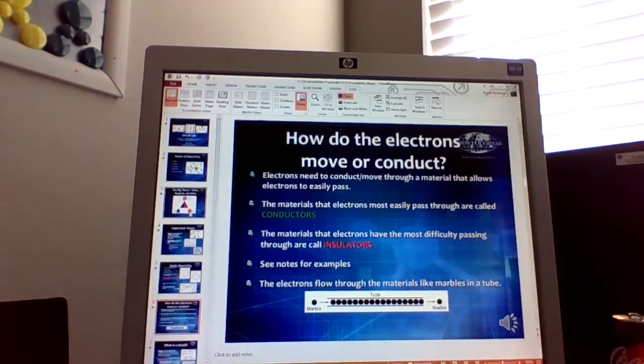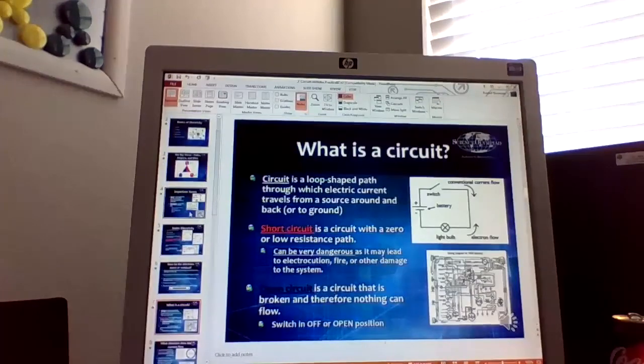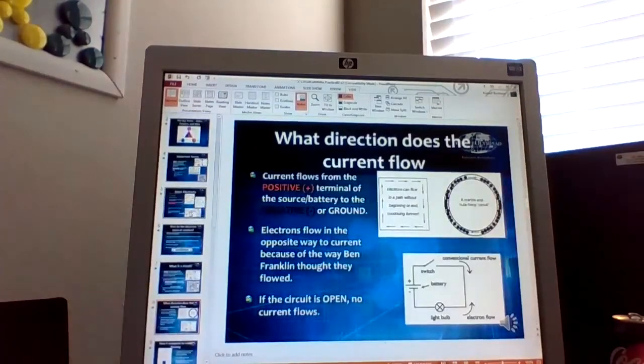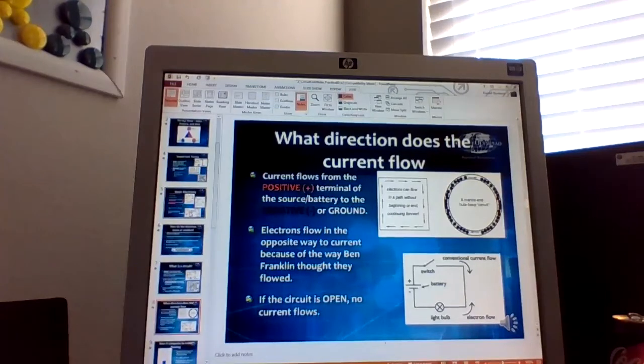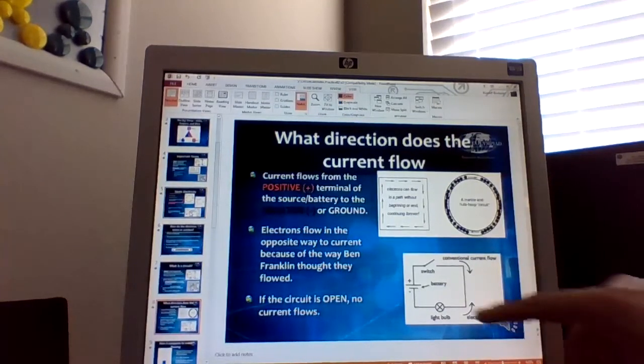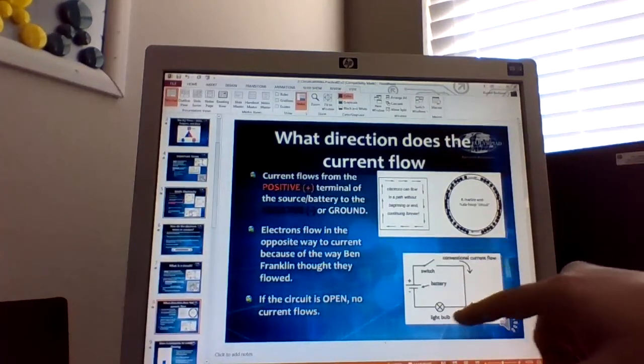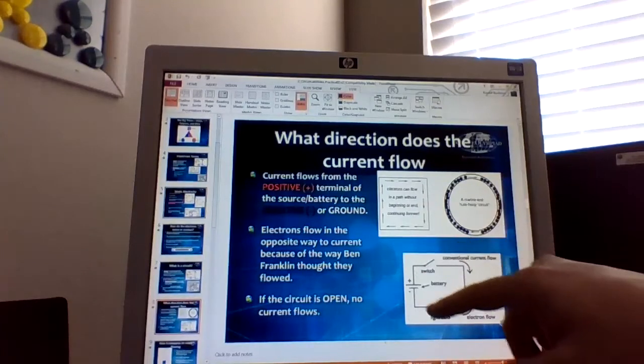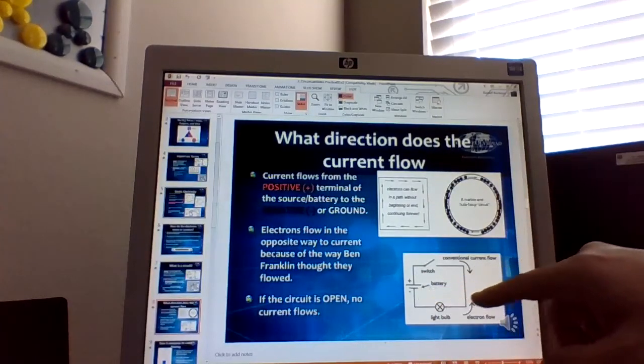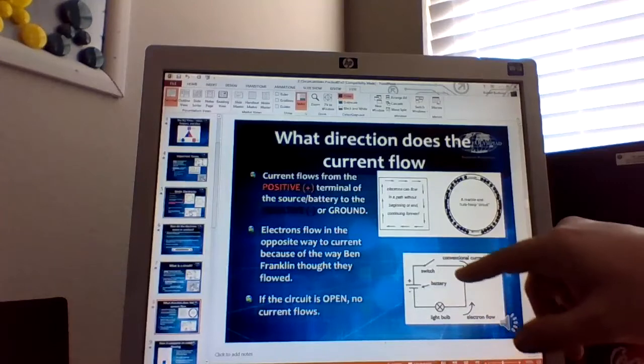We also talked about how electrons move or conduct, and it's much like a series of marbles going through a tube, such that as one electron or hole goes into the tube, the other one is pushed out. We talked about circuits. We talked about which direction does it flow, and we talked about how in this case, the conventional current flow goes from the positive to the negative around, but the electrons are actually flowing the opposite way.